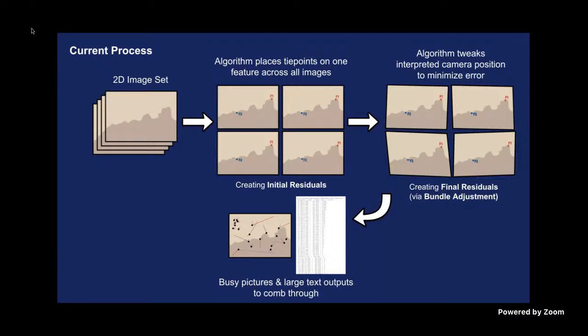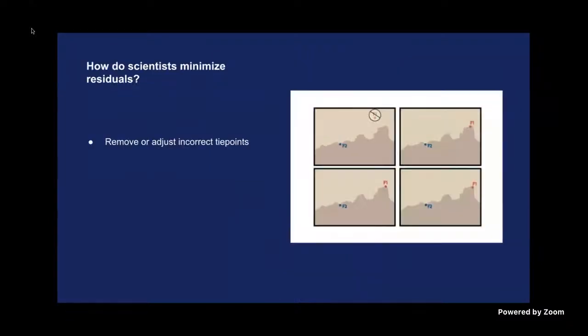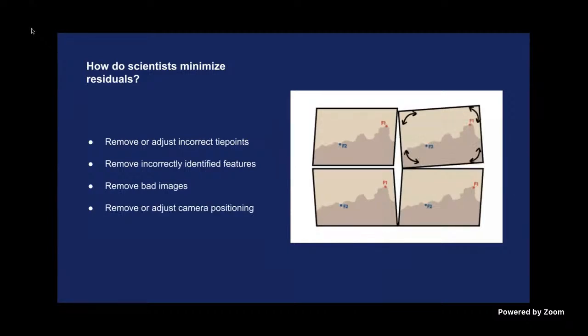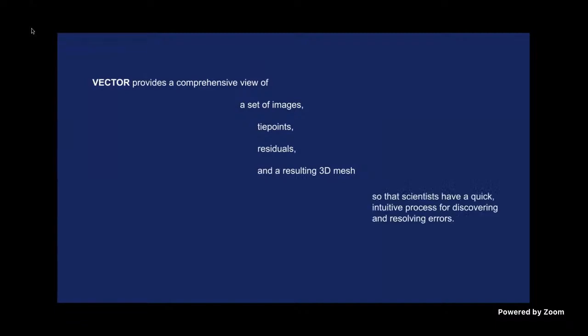And scientists need to comb through this output to understand how they can minimize residuals. So how do they actually minimize residuals? There are a few ways. They can remove the tie points, they can remove the features, they can remove the images completely, or they can adjust the camera properties. So really, Vector provides a comprehensive view of the image's tie points, residuals, and the mesh, so that scientists can quickly discover and resolve errors.